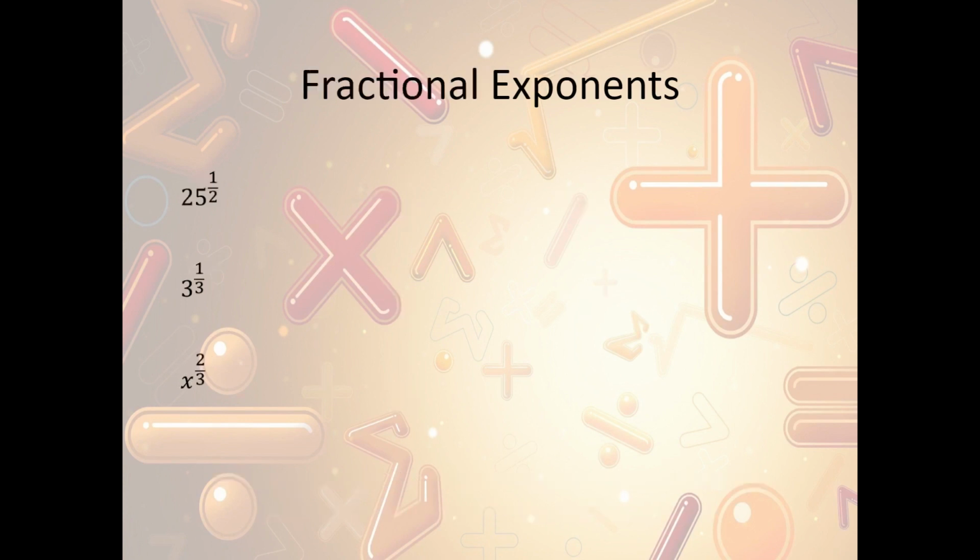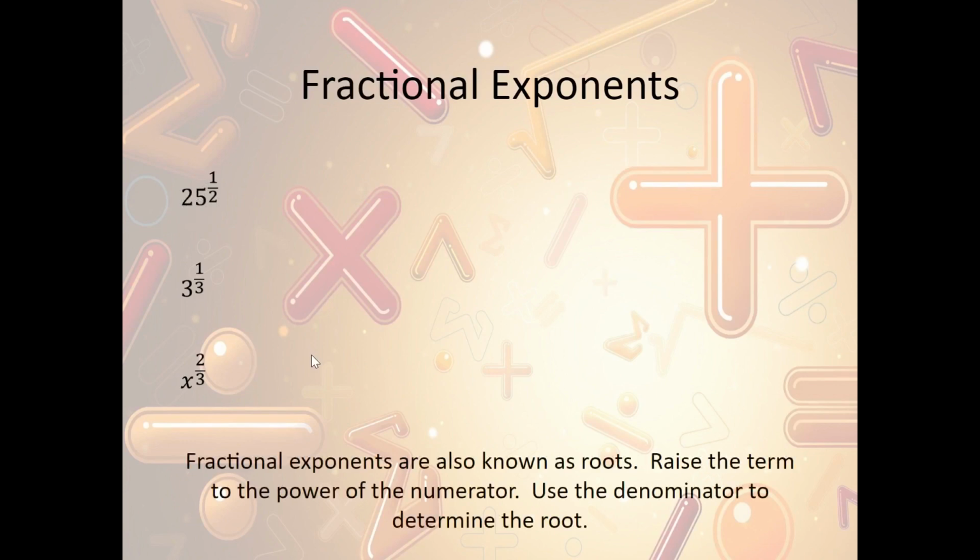Now let's take a look at fractional exponents. For instance, we have 25 to the 1/2 power. So what we're going to do is take the base number, 25, and raise it to the power of the numerator. So it'll be 25 to the first power. And then the denominator is going to make up the root we're going to take. So in this case, it'll be the second root or square root.